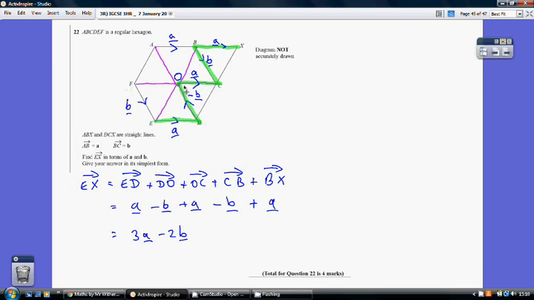But going from D to the origin would be a minus B. We're going up it the wrong way. And similarly going from C to B would be a minus B. We're going up it the wrong way.